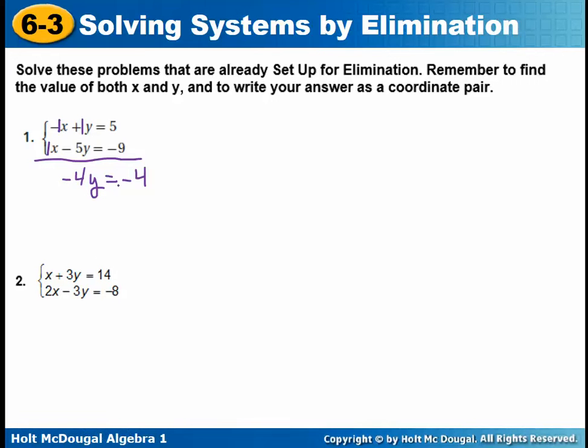And then you would solve this by dividing both sides by negative 4, and you'll get y equals 1 for your first value. Then you'll plug that back into one of yours and solve for x.